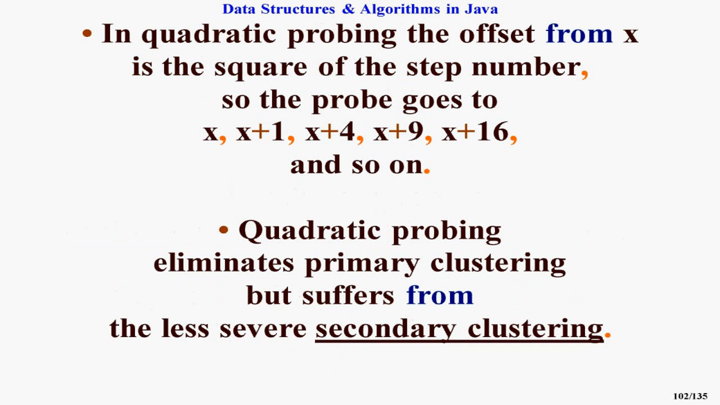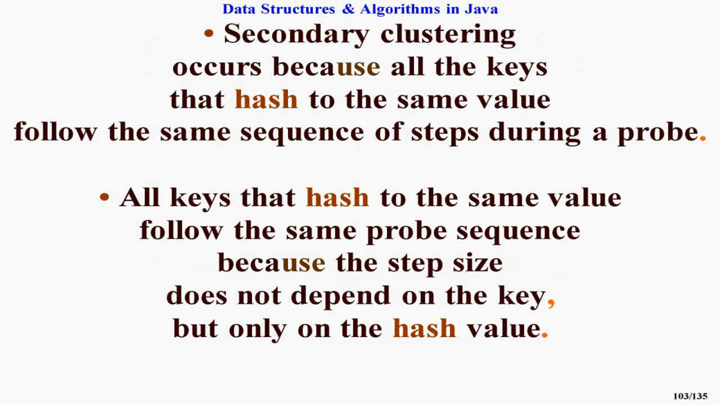In quadratic probing, the offset from x is the square of the step number, so the probe goes to x, x plus 1, x plus 4, x plus 9, x plus 16, and so on. Quadratic probing eliminates primary clustering but suffers from the less severe secondary clustering. Secondary clustering occurs because all the keys that hash to the same value follow the same sequence of steps during a probe. All keys that hash to the same value follow the same probe sequence because the step size does not depend on the key, but only on a hash value.